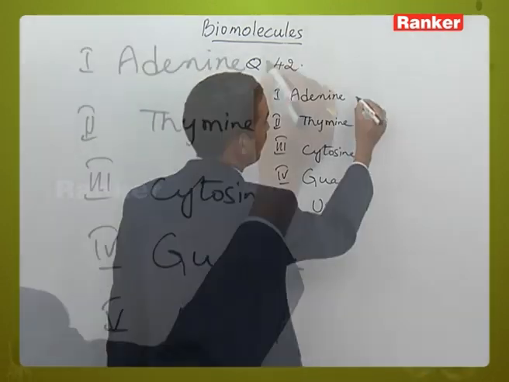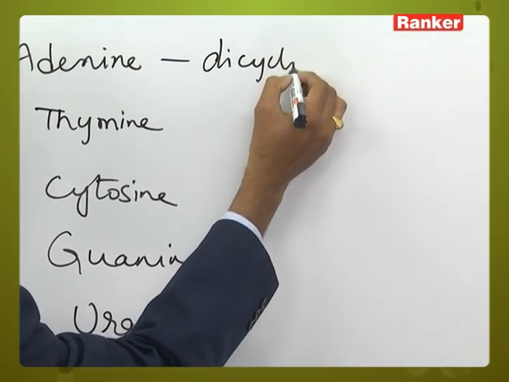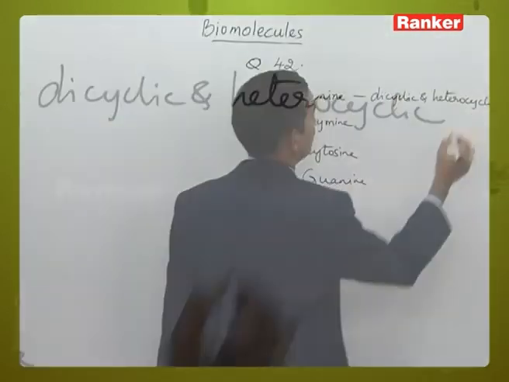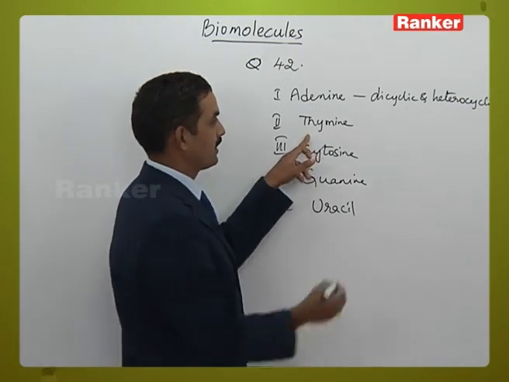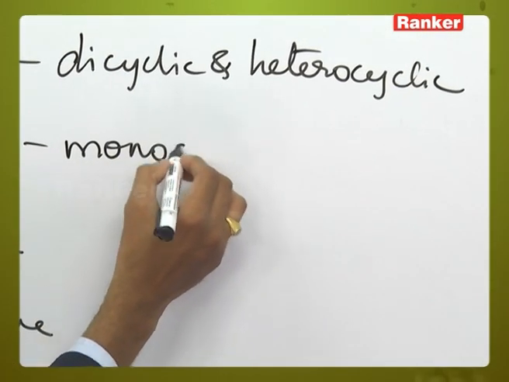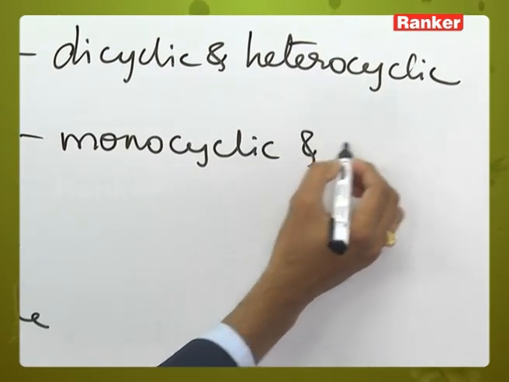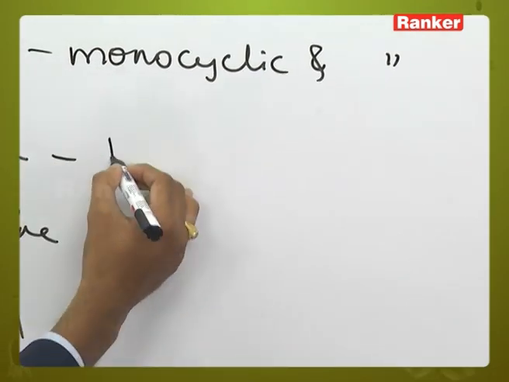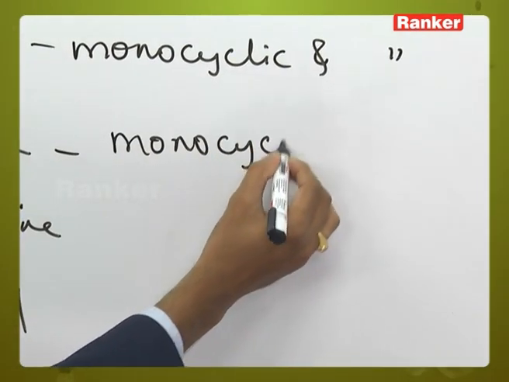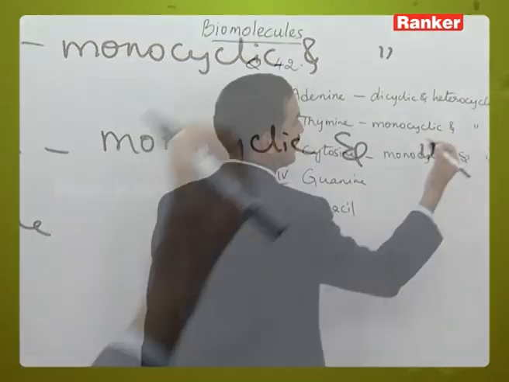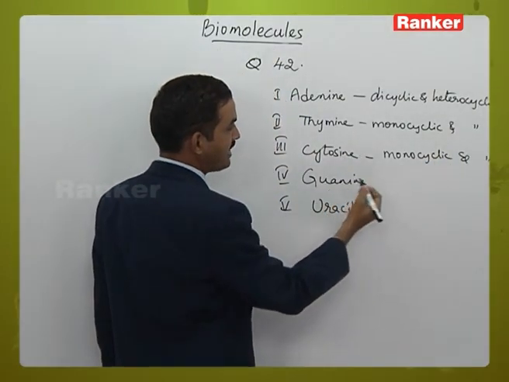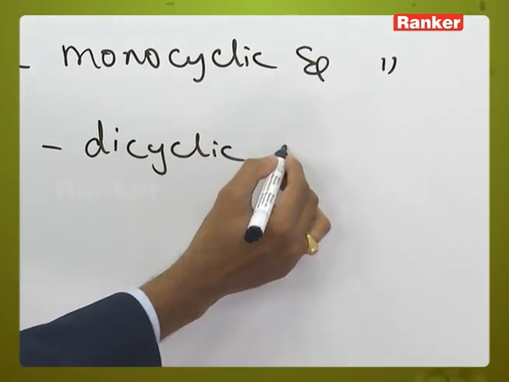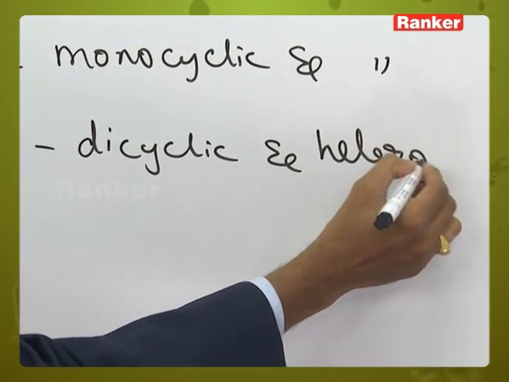So it is dicyclic and heterocyclic. Thymine is a pyrimidine. It is monocyclic and heterocyclic. Cytosine is also a pyrimidine, so it is also monocyclic and heterocyclic. And guanine is a purine. This is dicyclic and heterocyclic.